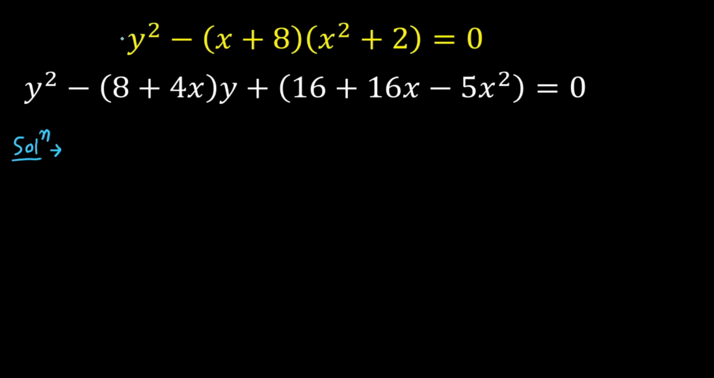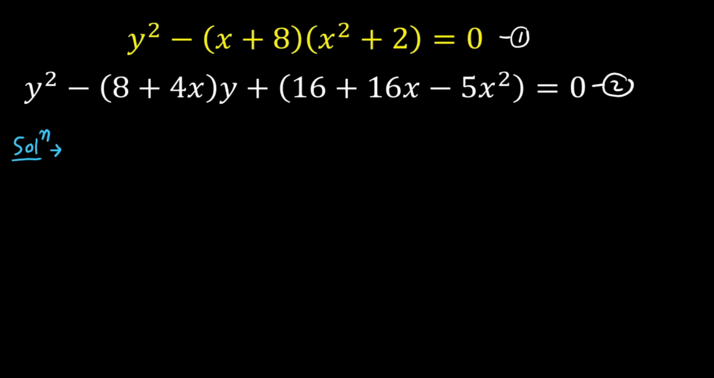Hello students, in this video we are going to solve y square minus (x + 8) multiplied by (x square + 2) equals 0. Y square minus (8 + 4x) times y plus 16 plus 16x minus 5x square equals 0. Here we will find out the value of x and y. Let us consider this as equation number first and this as equation number second.